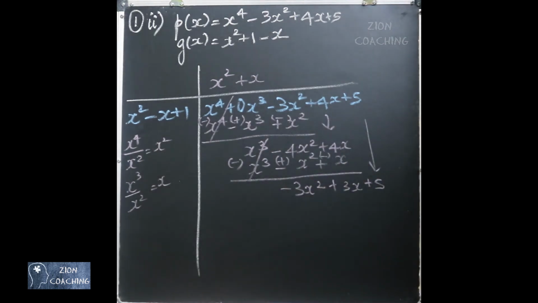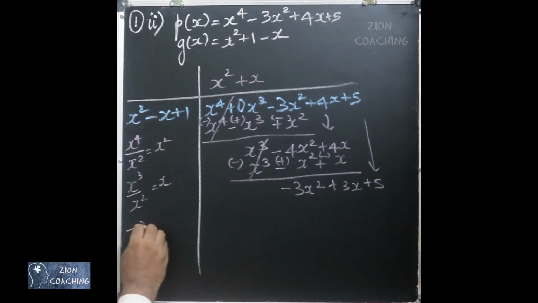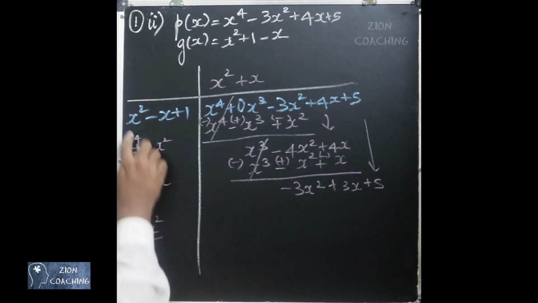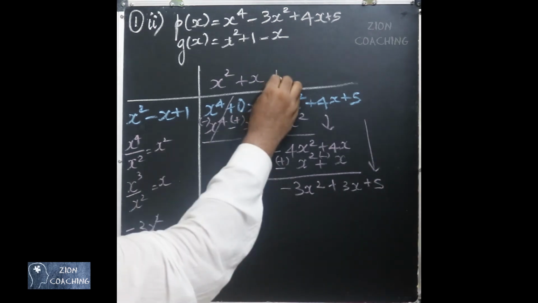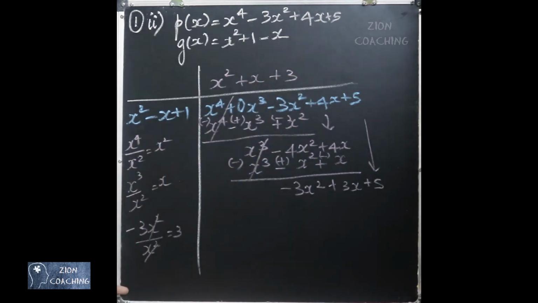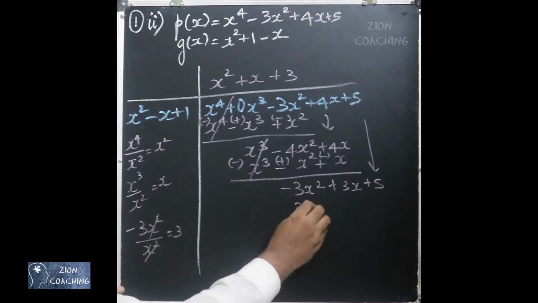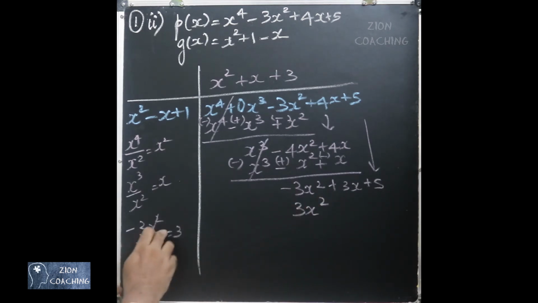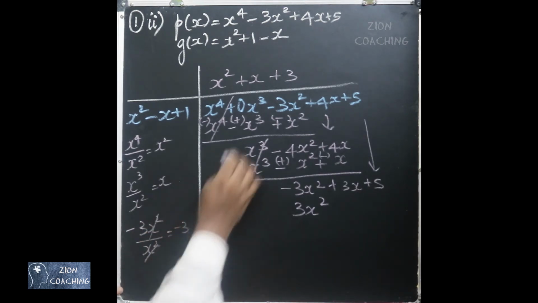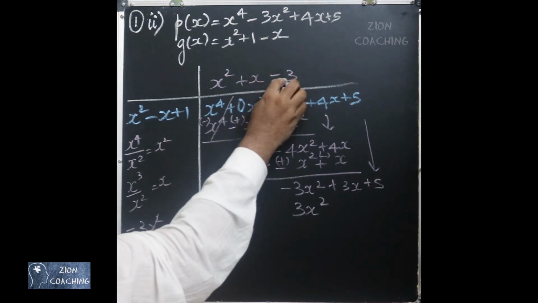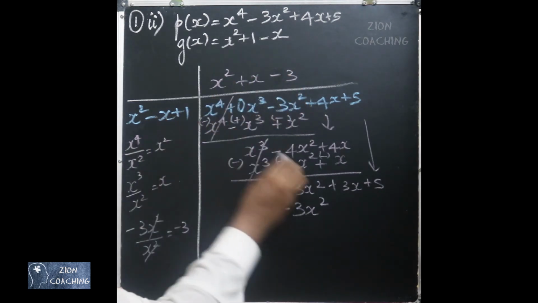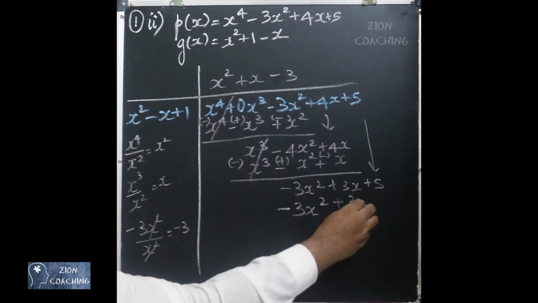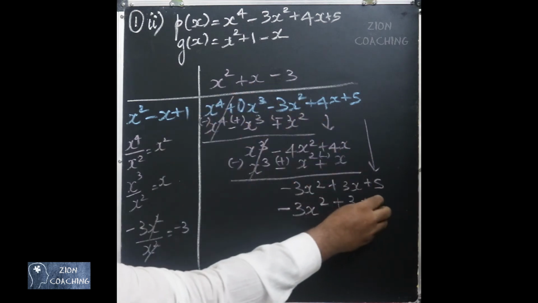Now we have minus 3x squared there divided by x squared. X squared and x squared will get cancelled, you get 3. So we are going to multiply the entire divisor by 3. 3 into x squared is 3x squared. Actually it is minus 3. Minus 3x squared divided by x squared is minus 3. So we are going to multiply by minus 3. Minus 3 into x squared is minus 3x squared, minus 3 into minus x is plus 3x, then minus 3 into 1 is minus 3.